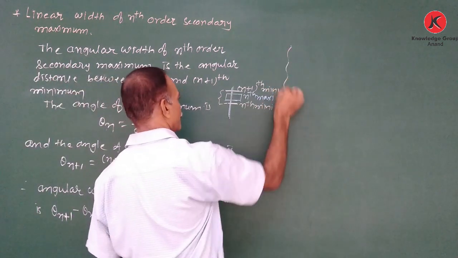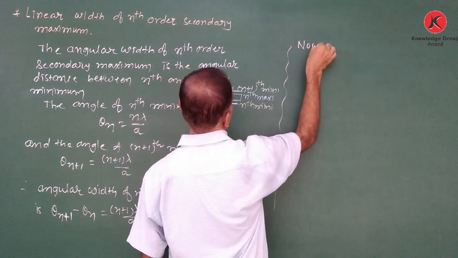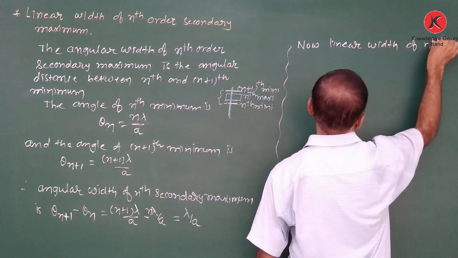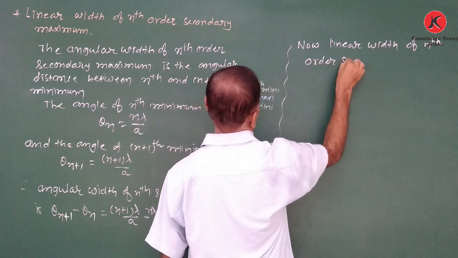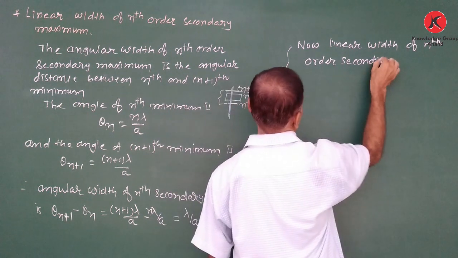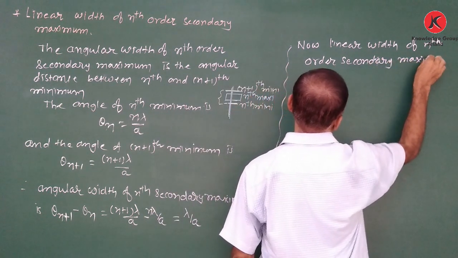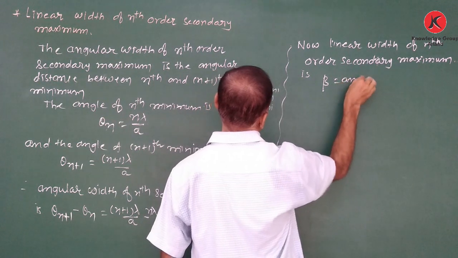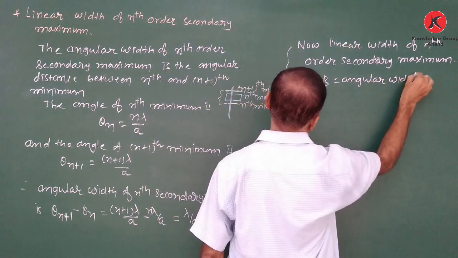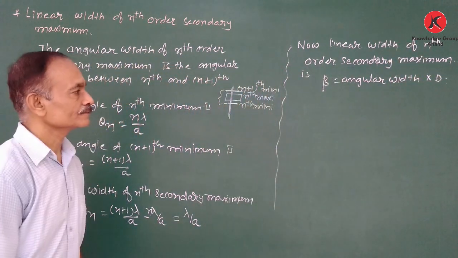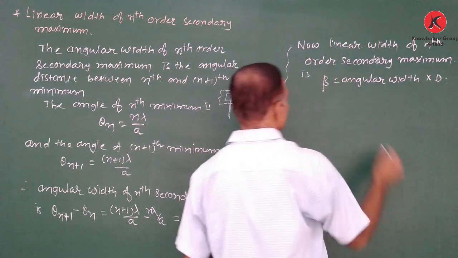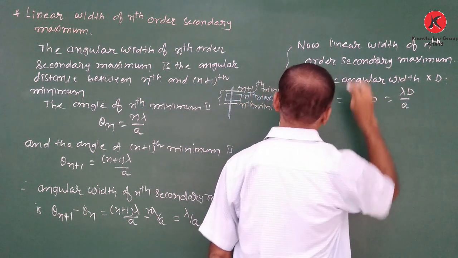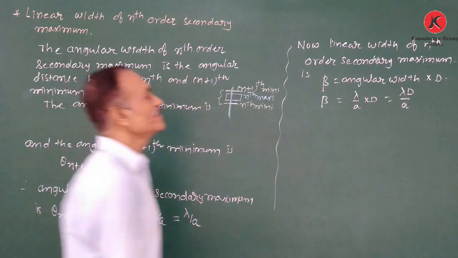Now, the linear width of the nth order secondary maximum is beta is equal to angular width into D. Now the angular width we obtained, that is lambda upon a, into D. That means lambda D upon a. That is the linear width of the nth order secondary maximum.